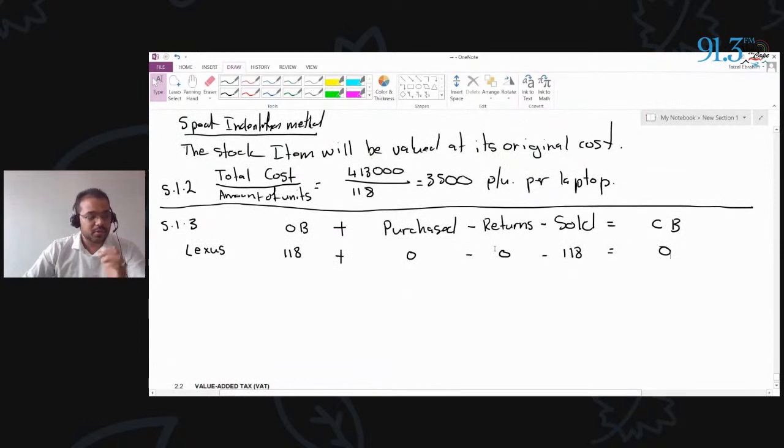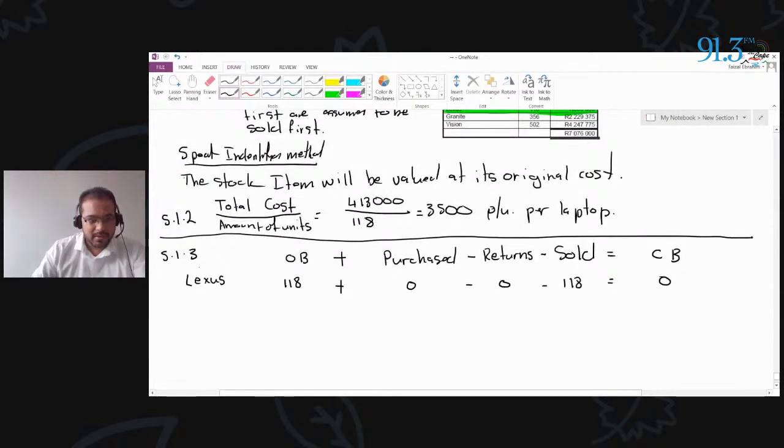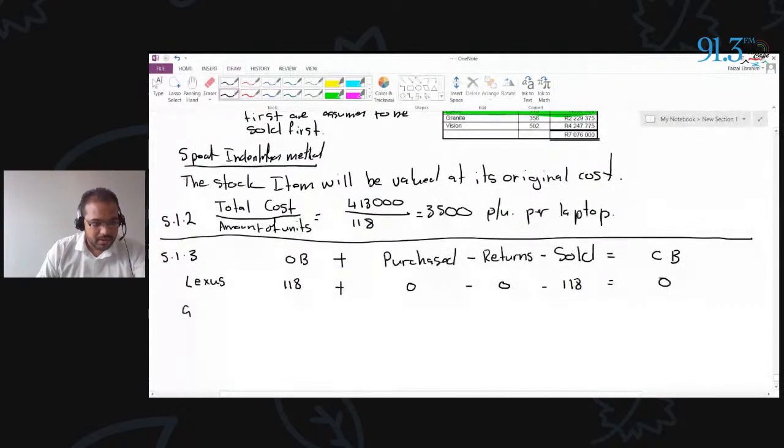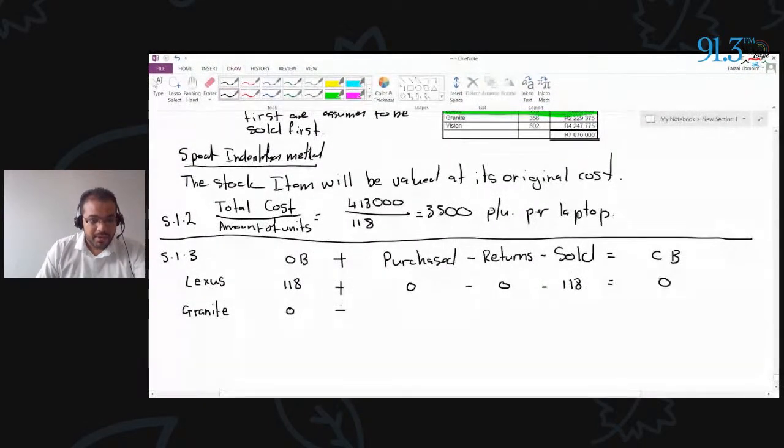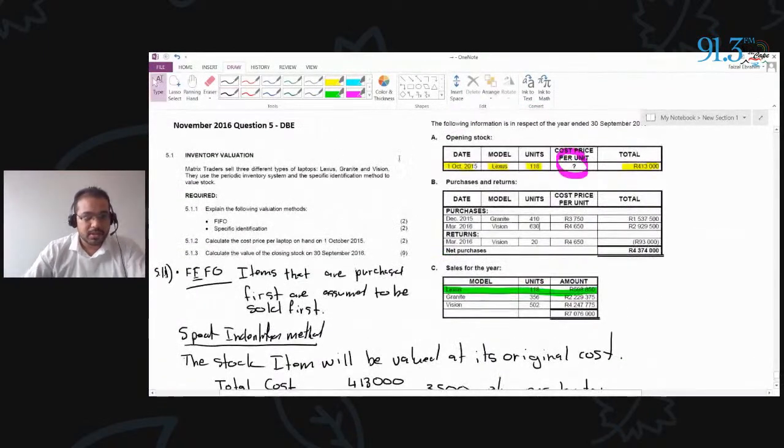Remember what I told you? It's all about principle here. We need to understand what we're doing. So the next brand that we're going to be doing is the Granite. So let's put up here Granite. I've got an opening balance of 0. I purchased. Let's go look how much I purchased.